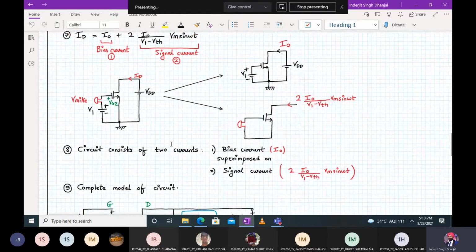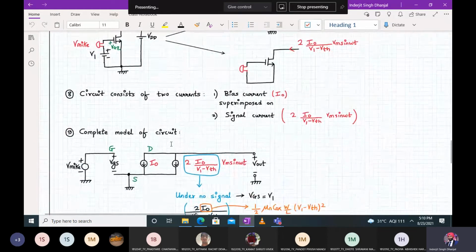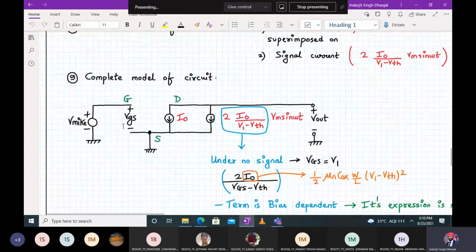So what it means is your complete model of your circuit becomes something like this. Okay, so we have the input signal in the form of V mic.